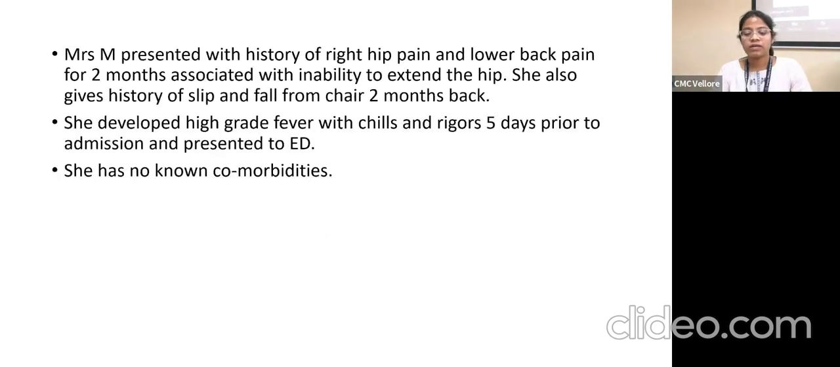We had a patient admitted under us, Mrs. M, who presented with a history of right hip pain and lower back pain for the past 2 months, which is associated with inability to extend the hip. She also gives a history of slip and fall from the chair 2 months back, post which she had all the symptoms. She also developed high-grade fever with chills and rigors 5 days prior to the admission and presented to the ED with the following complaints. She has no known comorbidities.